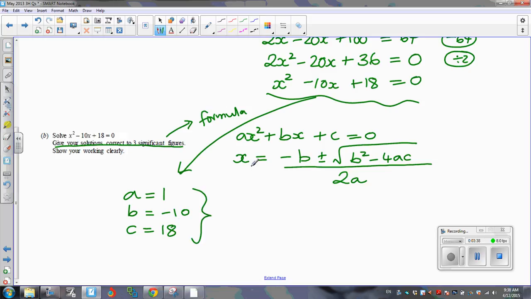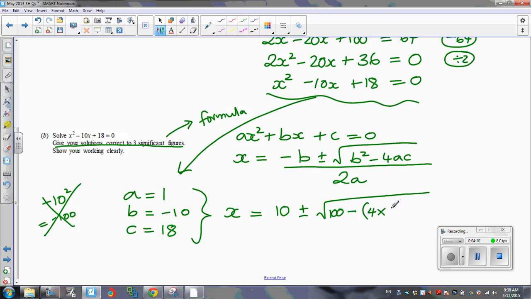So let's put these into this formula. x is going to be, now minus b, well, if b is already negative, then minus b will be 10, and then it's plus or minus the square root of b squared. Now be very careful here. If you just type in minus 10 squared on your calculator it will give you minus 100, which is not correct. When you square minus 10, you will get 100. This number here, because you square something, it will always be positive. We're then going to take away, I'm going to put a bracket here, 4 times 1 times 18, so 4ac. Okay, and then we're going to divide by 2a. Well, that's just 2 times 1, which is 2.